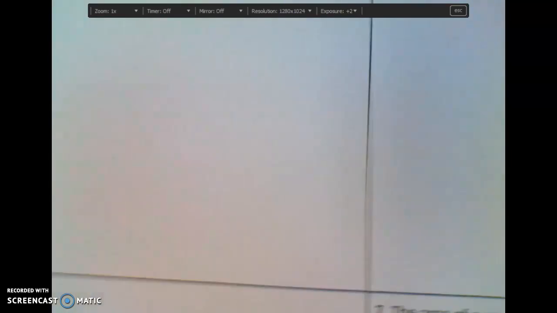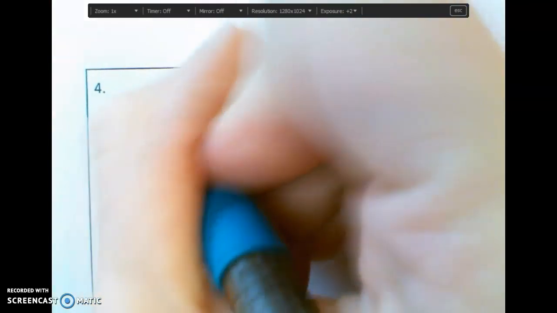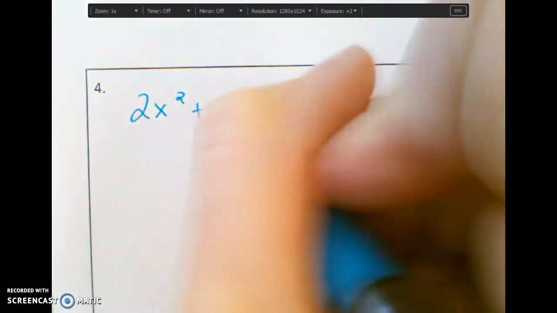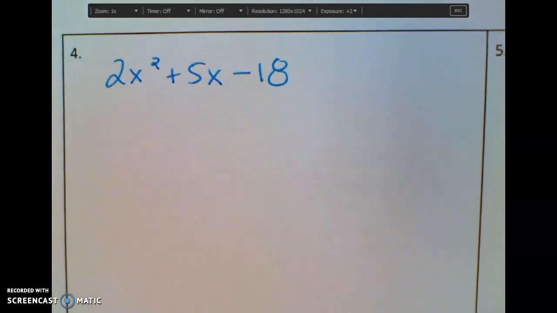Let's head to the back. Number 4. That's going to be 2x squared plus 5x minus 18. I want you again to try it on your own and then check your work with me.